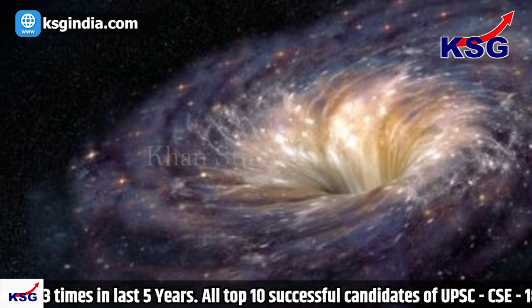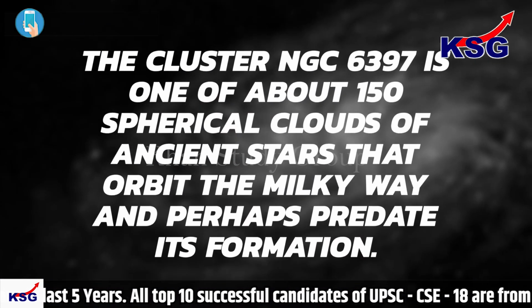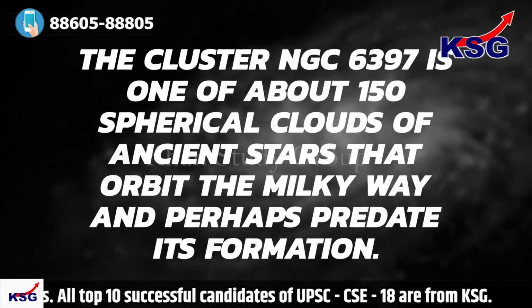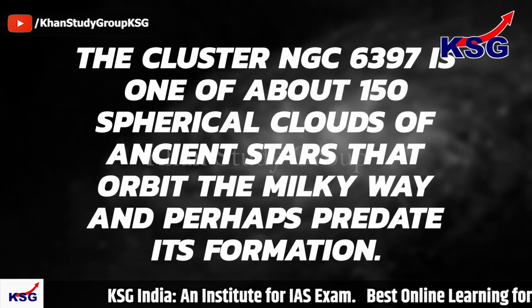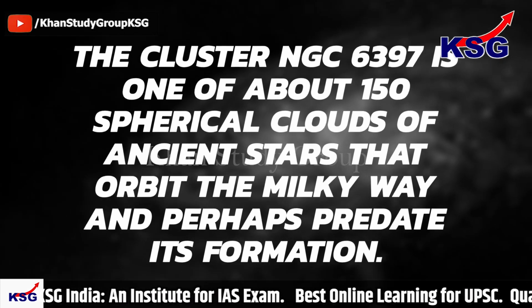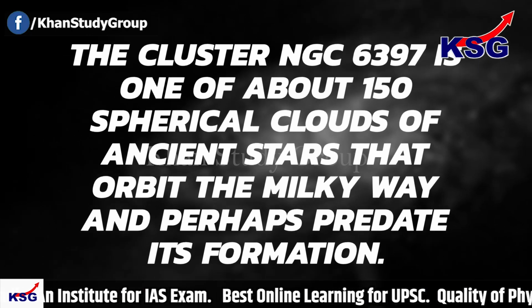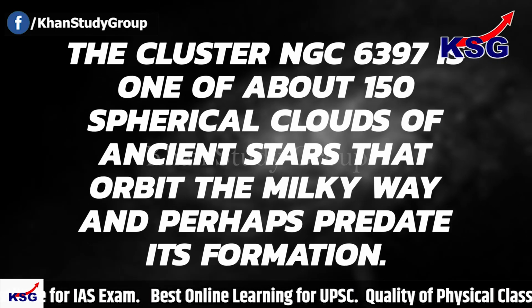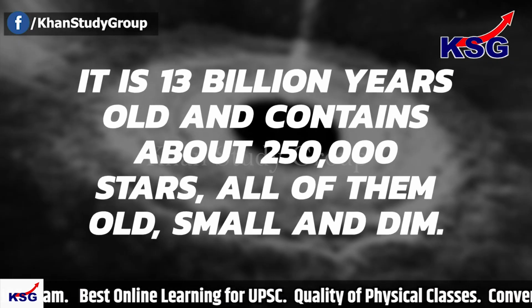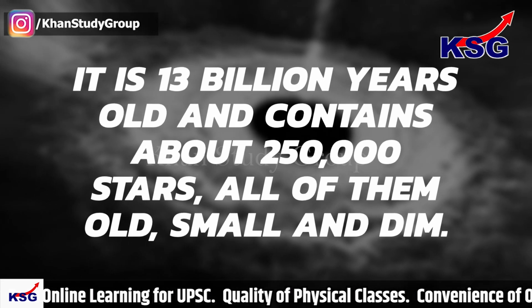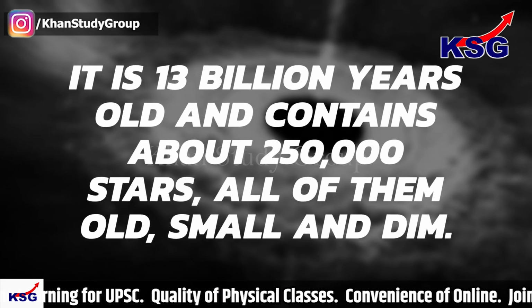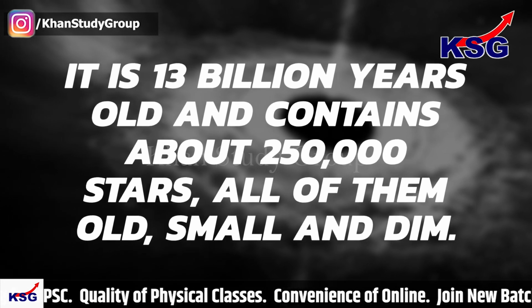Going into some background details, the cluster NGC 6397 is one of about 150 spherical clouds of ancient stars that orbit the Milky Way and perhaps predate its formation. It is 13 billion years old and contains about 250,000 stars, all of them old, small and dim.